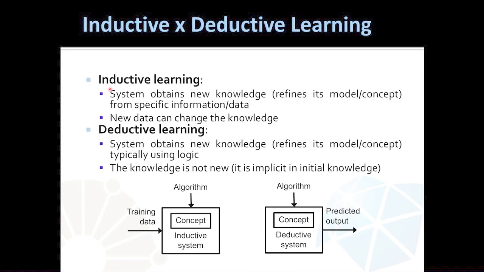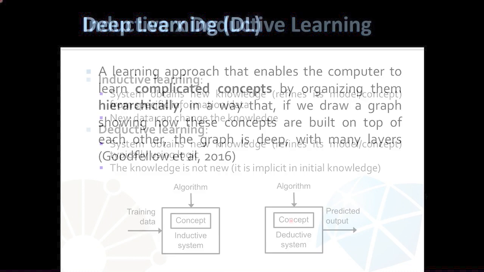Another type of learning is the inductive learning. In inductive learning, the system obtains new knowledge or refines its model or its concepts based on specific information or data that is arriving. If new data arrives, this can change the knowledge of the system. In a deductive learning system, the system obtains new knowledge or refines its model or concepts, typically using logic. You can observe that there is no training data arriving here. The knowledge is not new, it was implicit in the initial knowledge of the system.